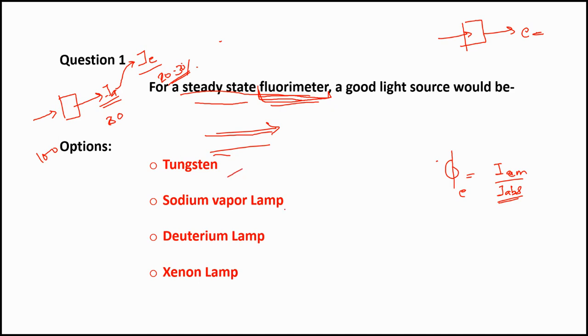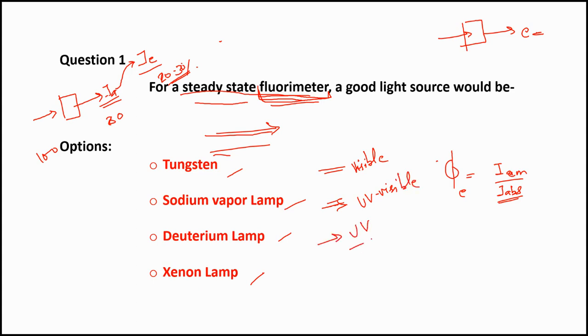If you talk about tungsten, sodium vapor lamp, deuterium lamp, and xenon lamp, I'll give a bit of introduction about each. The tungsten filament lamp emits in the visible range of light. The second one, sodium vapor lamp, is known to emit in the range of UV and visible.